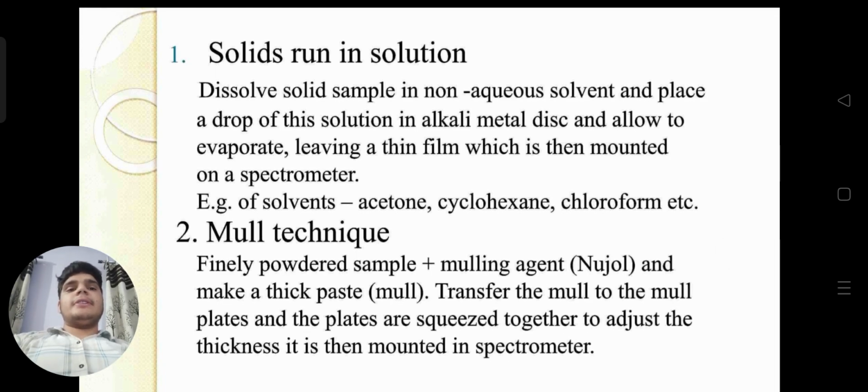Firstly, dissolve the solid sample in a non-aqueous solvent and place a drop of this solution on the alkali metal disc and allow it to evaporate, leaving a thin film which is then mounted on a spectrometer. Examples of the solvent: acetone, cyclohexane, chloroform, etc.